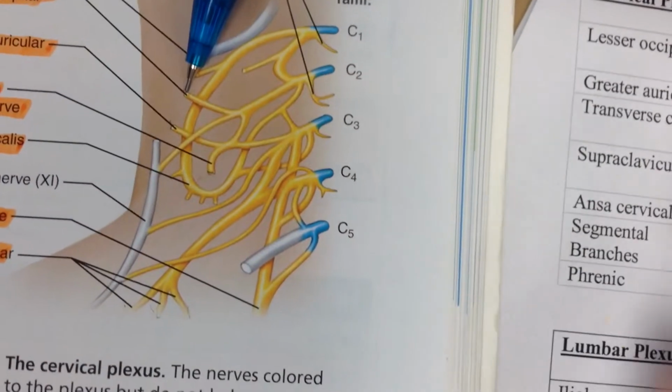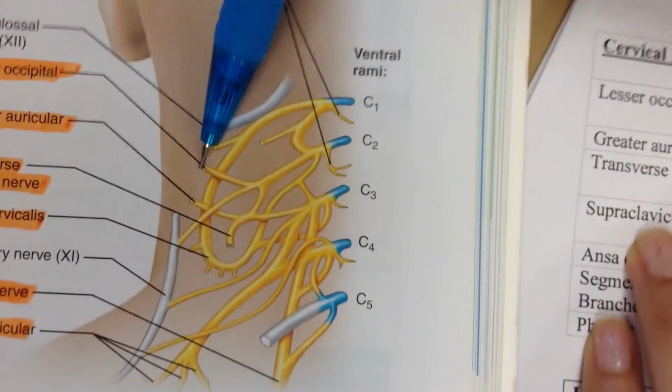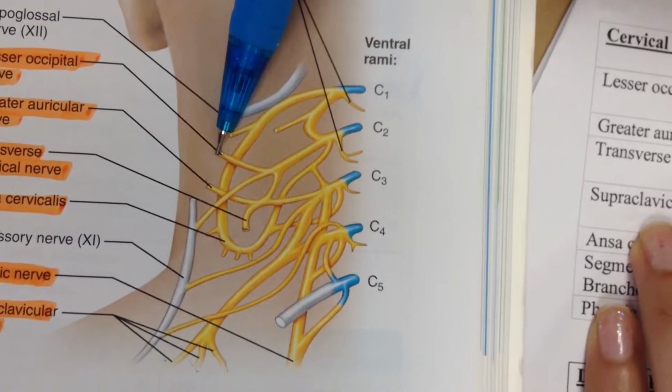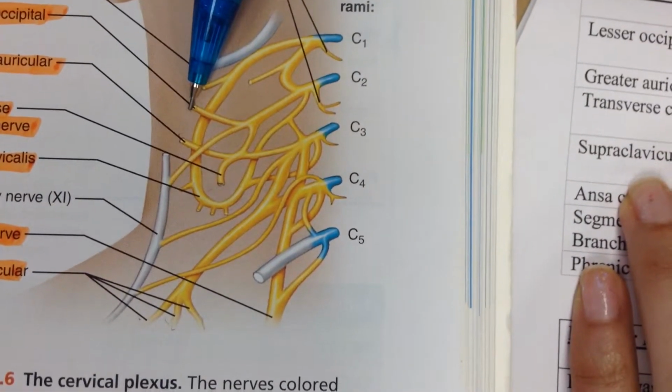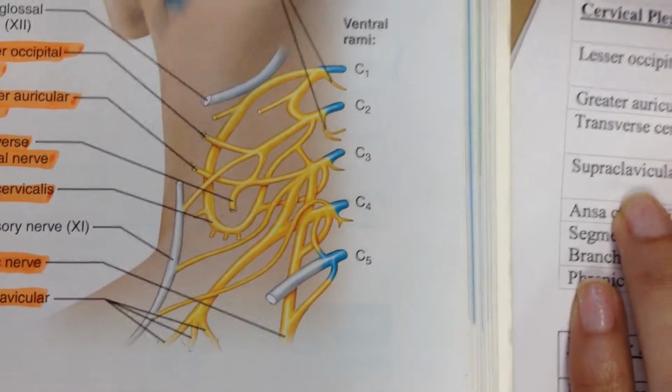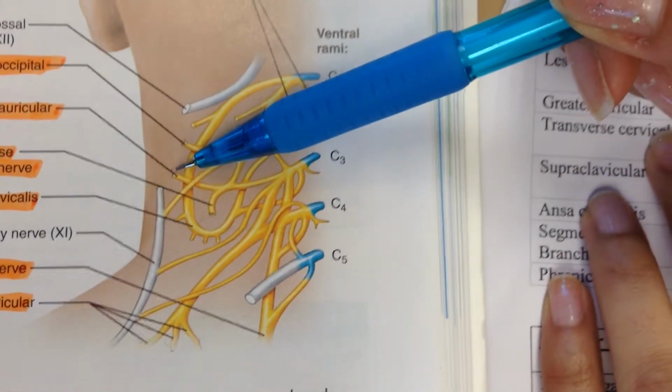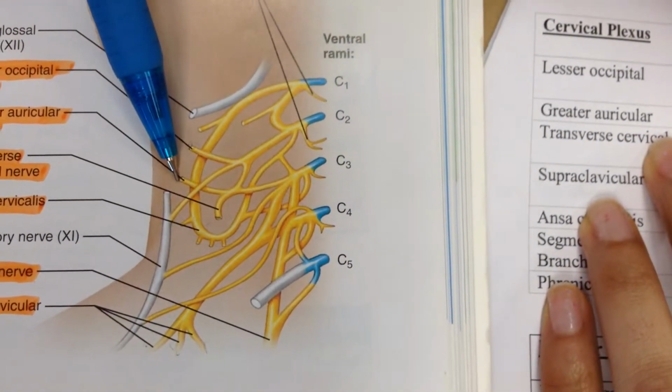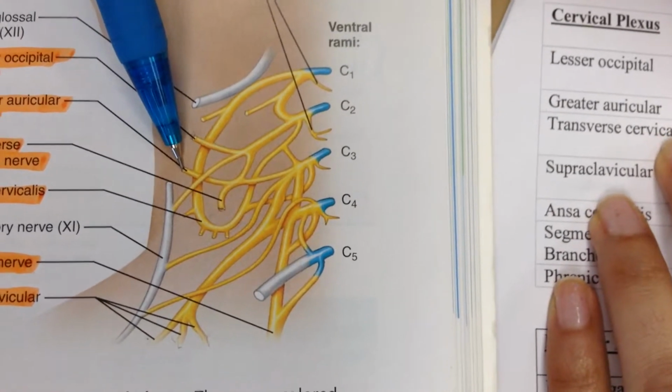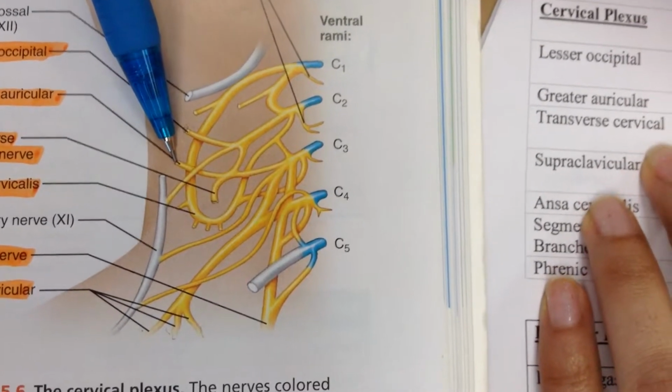Cervical plexus, lesser occipital, ventral rami, C2 and C3. Cutaneous structure served, skin on posterior lateral aspect of neck. Cervical plexus greater auricular, ventral rami, C2, C3. Cutaneous structure served, skin of ear, skin over parotid gland.